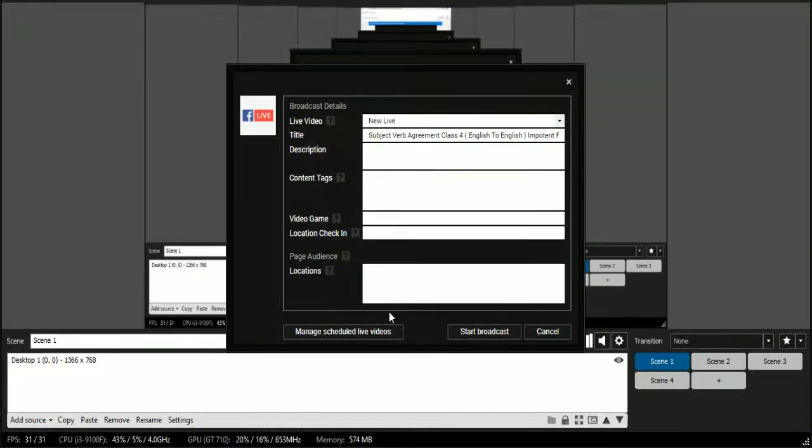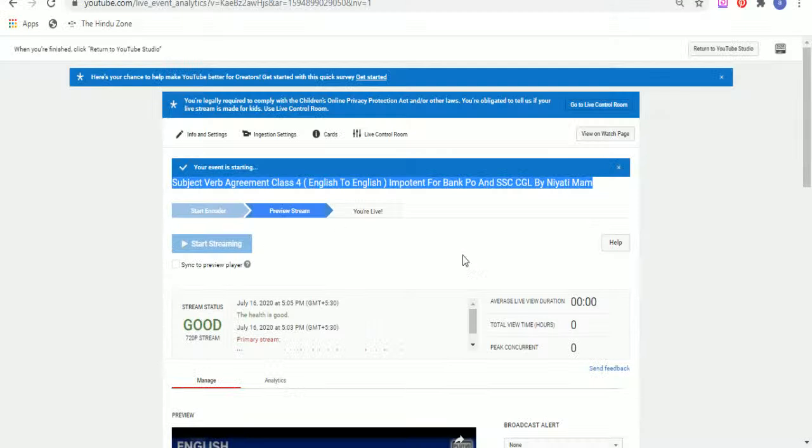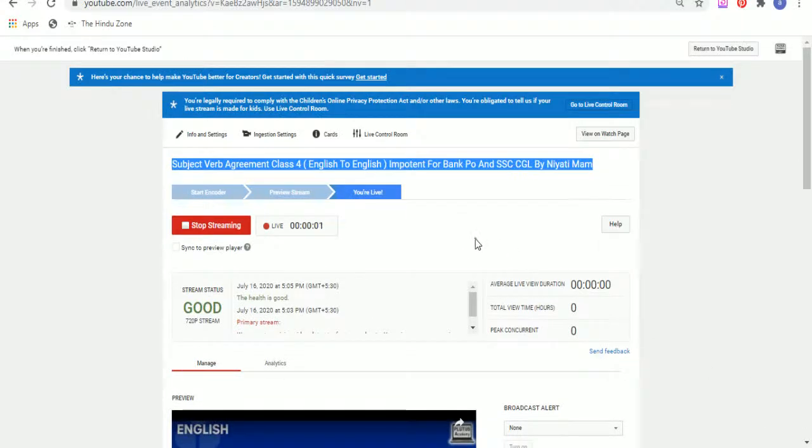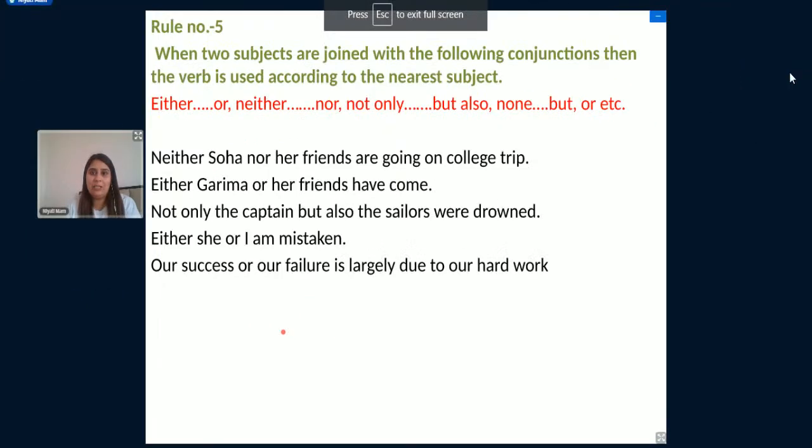Our second session of subject-verb agreement. We have already done a session of subject, verb, and agreement. And in our previous session, we have already discussed all the basics related to subject, verb, and agreement, the relationship that exists in subject and verb.